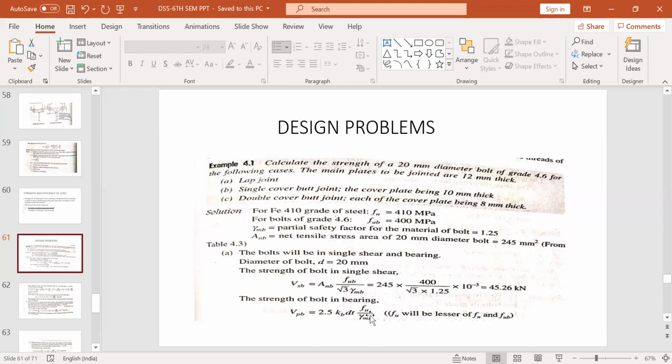Now the strength of the bolt in bearing. Find what the strength of the bolt in bearing, Vnpb, will be. Use this formula, 2.5 kb d t FU by gamma MB. All right, this is the formula. Now FU here, when bearing forces are occurring, you have to take the lesser value out of FU and FUB. So clearly FUB is lesser than FU, so you have to take FUB here instead of FU.